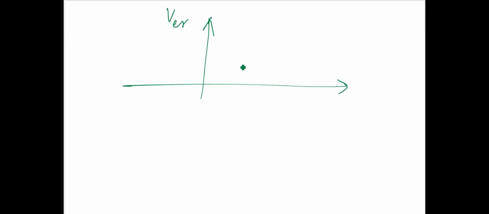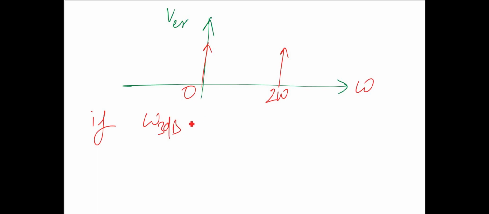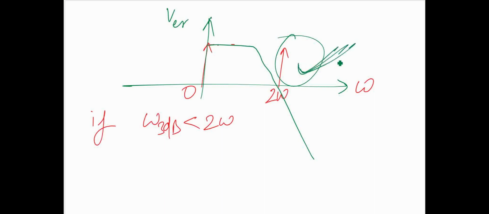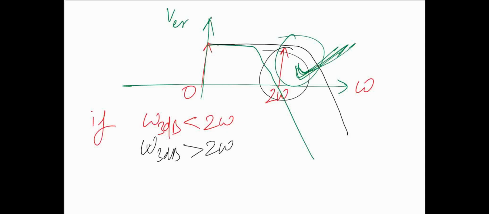We saw that V error was like this, the frequency spectrum. This was 2 omega, this was 0, this was omega. We want to remove it. So if omega 3 dB is less than 2 omega, it won't reject this, it will reject this 2 omega, so it is good. And if your 3 dB is greater than 2 omega, then it won't reject this 2 omega, and then the issues will come.